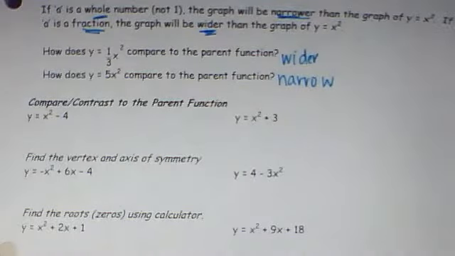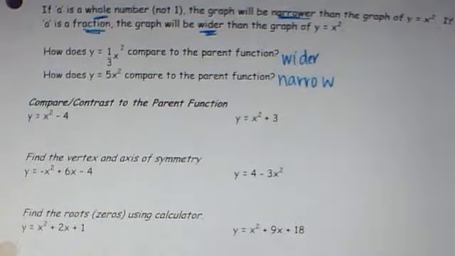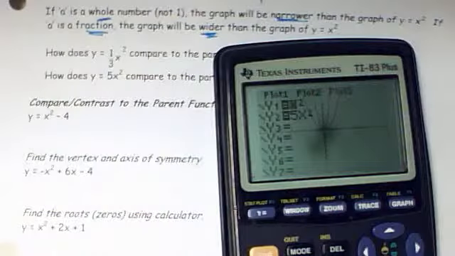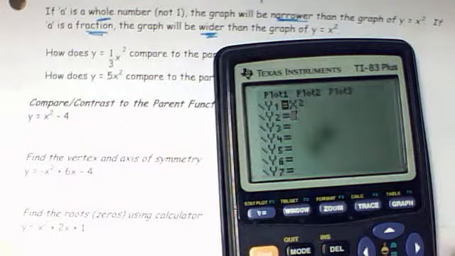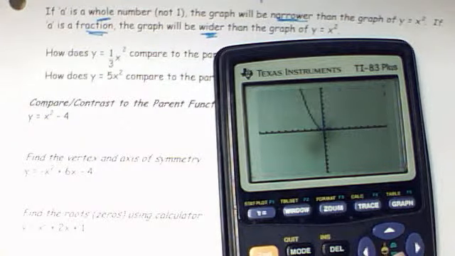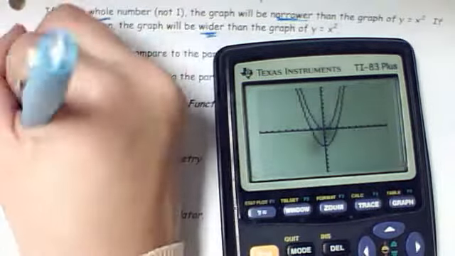The next thing we want to see is if I'm adding or subtracting a number to the end. That would take the place of the C in our original function. So let's go to our y equals. Let's leave x squared in the original and put in the second x squared minus 4. There's the original, and there's x squared minus 4. As you can see, it has shifted down.